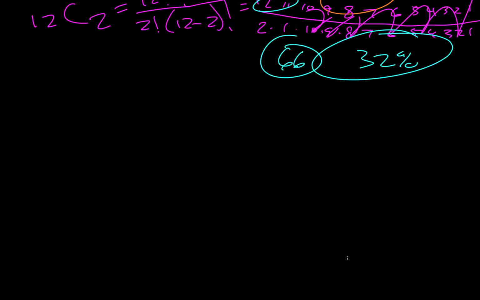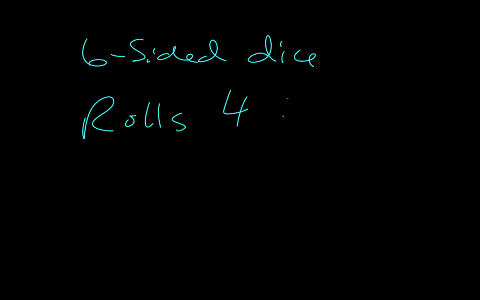Okay, there's one more type of problem I want to go over. So it says Alex rolls a standard 6-sided dice. So 6-sided dice. He rolls the number cube 4 times. So rolls 4 times. What is the probability that exactly 3 of his rolls are 6s?